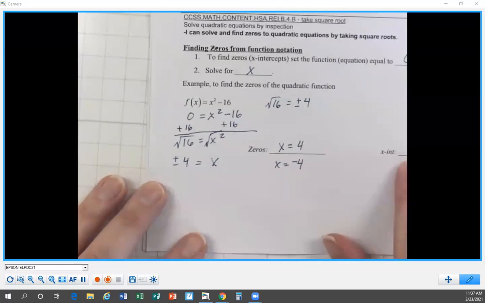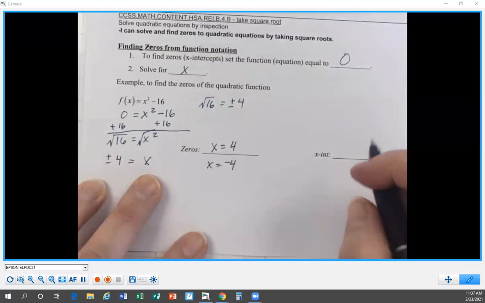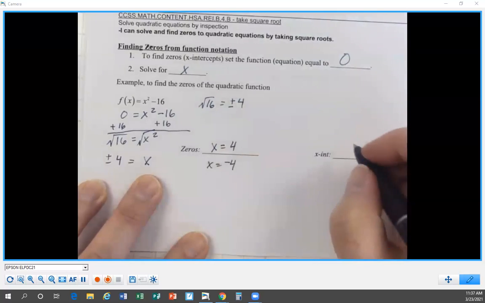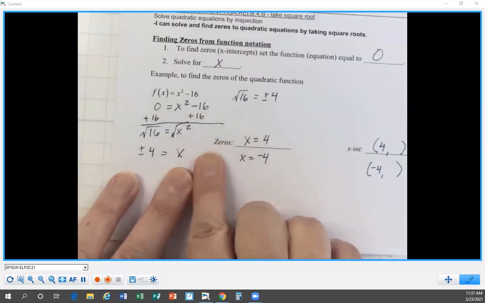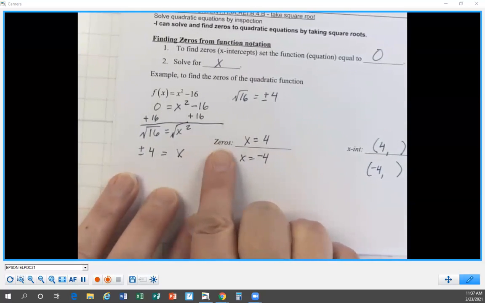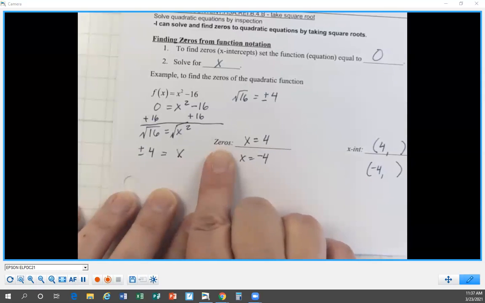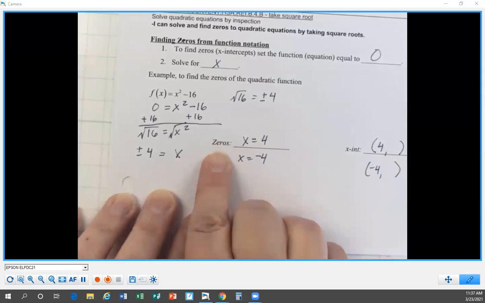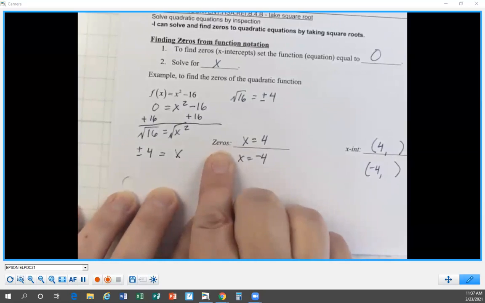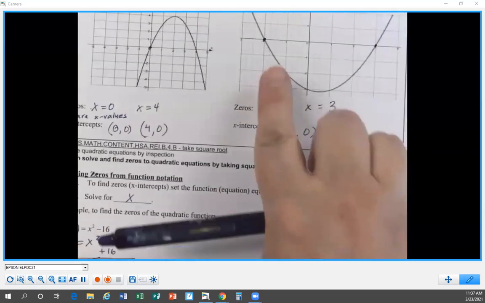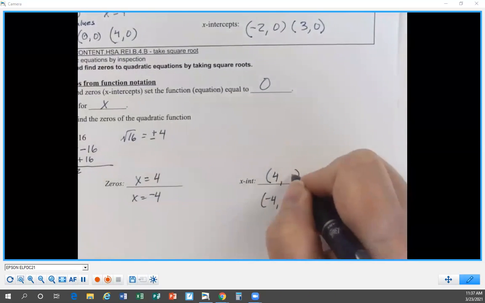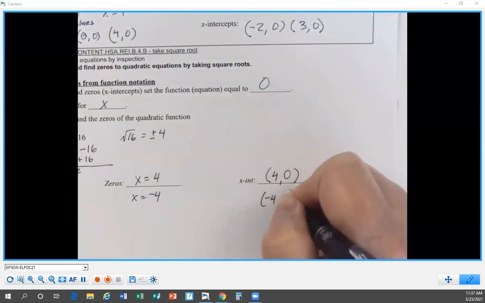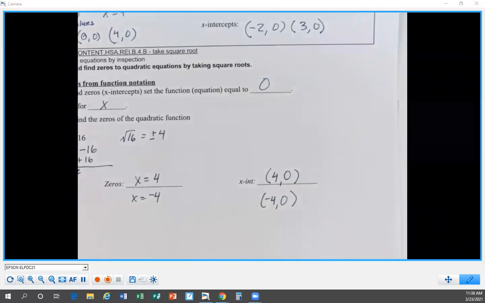Okay, when we list that as x-intercepts, the x values are 4 and -4. Well, and what are the y values? The y values will always be 0. Because remember, your y tells you to go up or down. And if you're directly on the x-axis, you didn't go up or down. So the x-intercepts we would list as (4, 0) and (-4, 0).